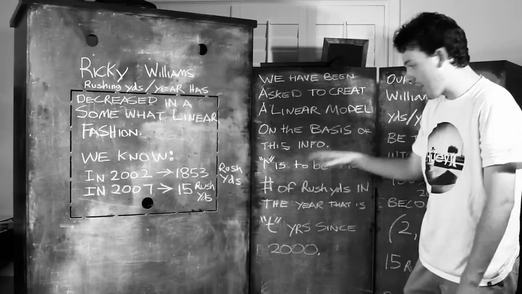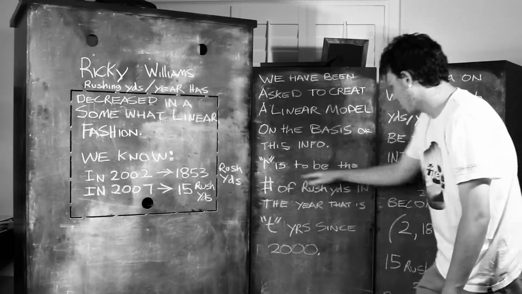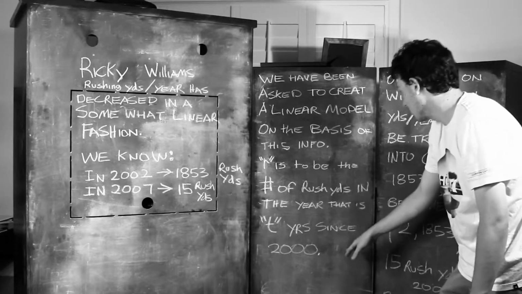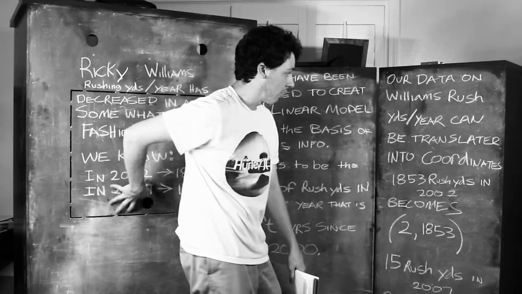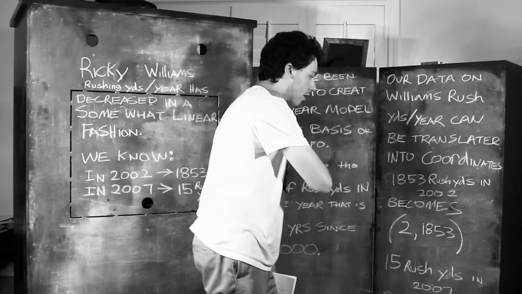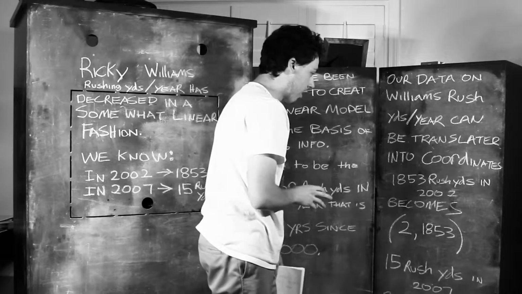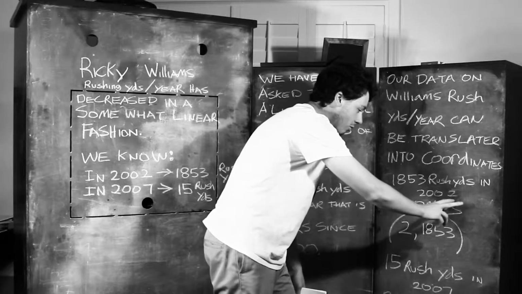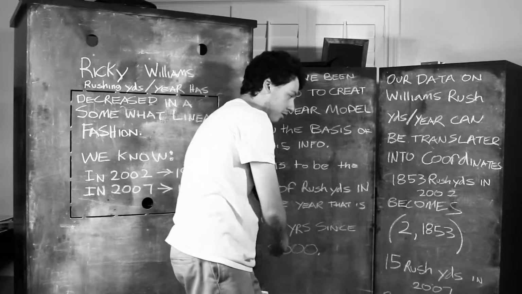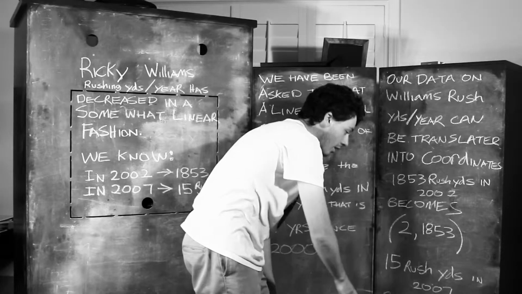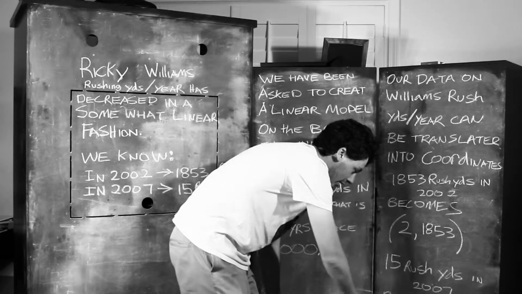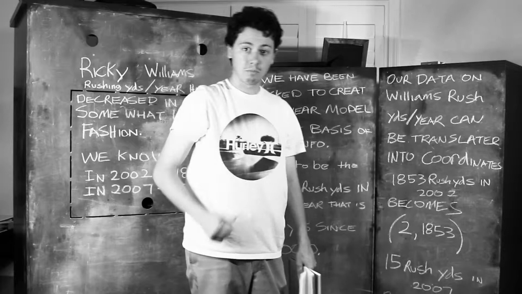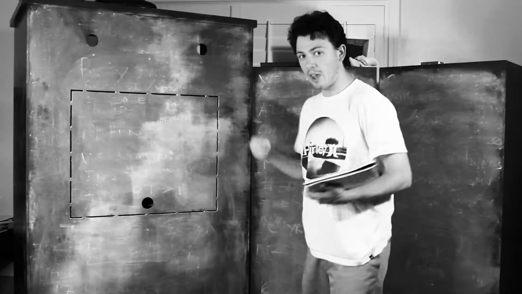R is to be the number of rushing yards in the year that is T years since 2000. Based on our data, we need to translate it into coordinates, or ordered pairs. So the 1853 yards in 2002 becomes 2, because it's years since 2000, so 2002 is only 2 years. And then we do the same format for the other one. In 2007 he completed only 15 yards, so that's what our ordered pair becomes. Okay, so we have our ordered pairs.